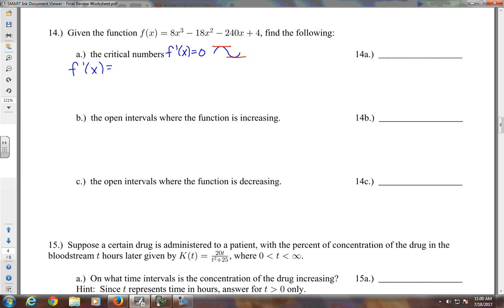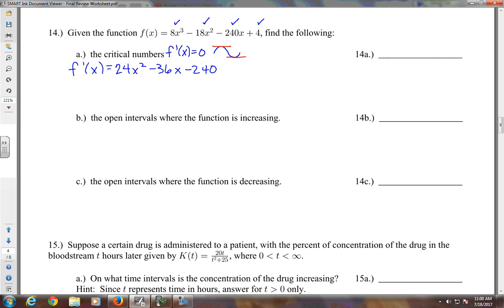This is a polynomial, so we can differentiate term by term. The derivative of 8x cubed is 24x squared. The next term, we have negative 18x squared. Its derivative is going to be negative 18 times 2x, which simplifies to minus 36x. The next term is negative 240x. The derivative there is simply the constant, negative 240. And the derivative of plus 4, the constant, is 0.